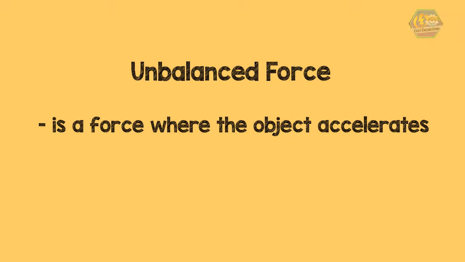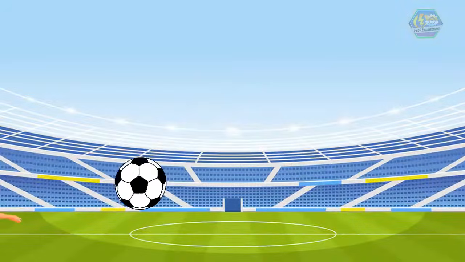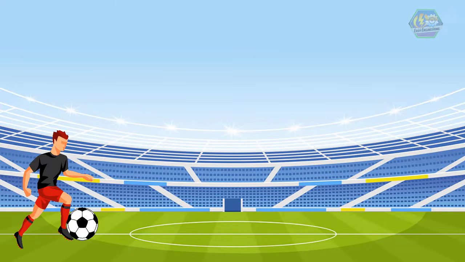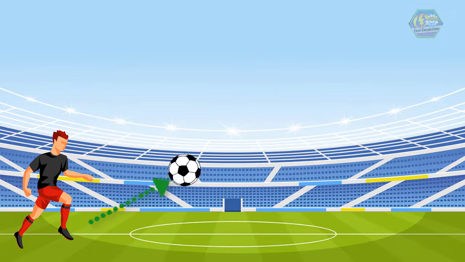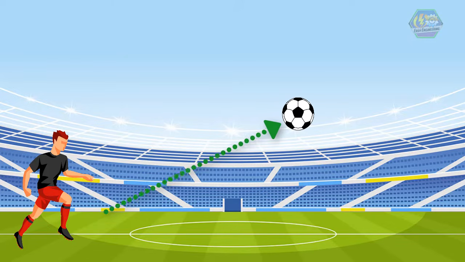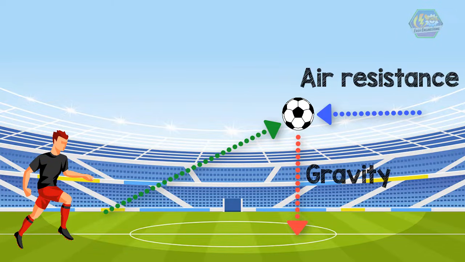On the other hand, an unbalanced force is a force where the object accelerates. An example would be kicking a ball. It is an unbalanced force since kicking the ball makes it accelerate very quickly. But once it loses contact with your foot, that force and its acceleration stops. The ball would still continue to travel in a straight line at a fixed velocity, ignoring other forces that act on the ball, which are gravity and air resistance.